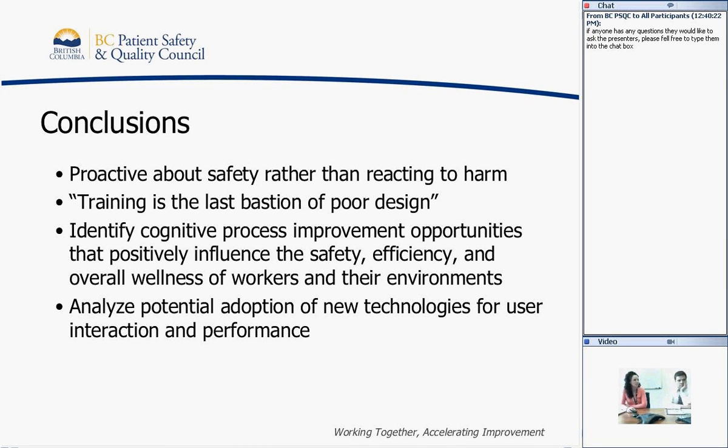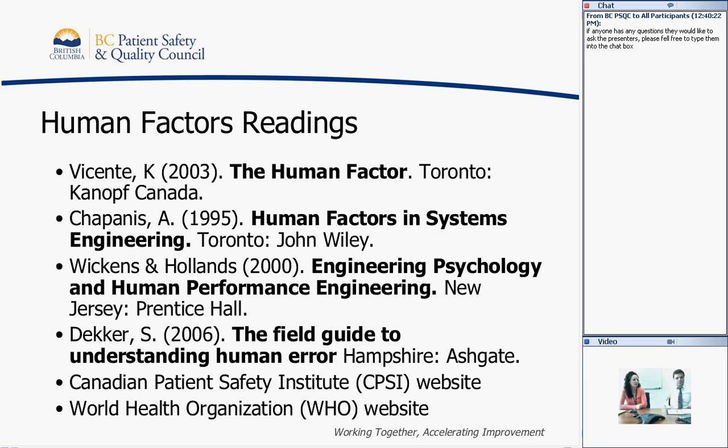I'm going to turn it over to Andrew. Here I have one more slide, I believe. So these are some human factors readings. We have a list here. I recommend The Human Factor by Kim Vicente, and also Dekker's book, The Field Guide to Understanding Human Error. Both of those books are very easy reads. They're very applied and logical, and are ones that you can read at home and are very interesting.